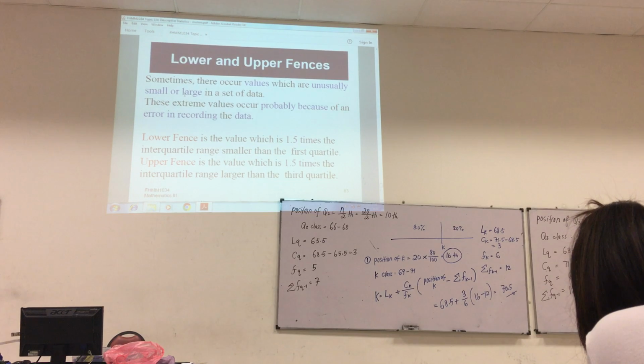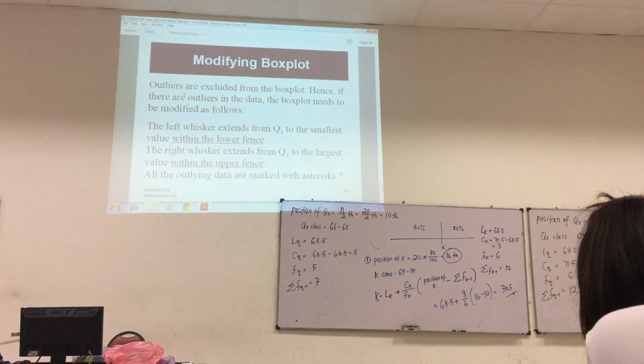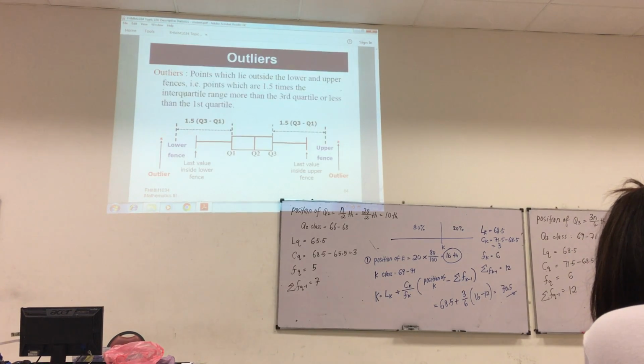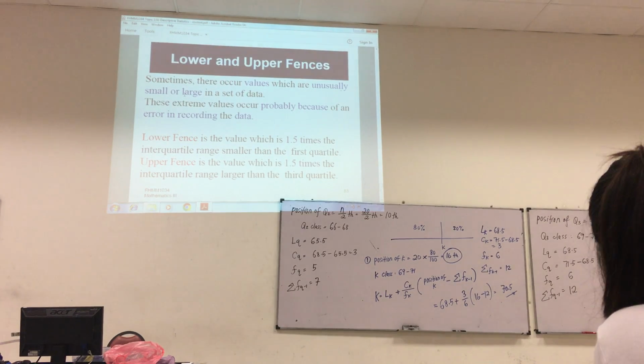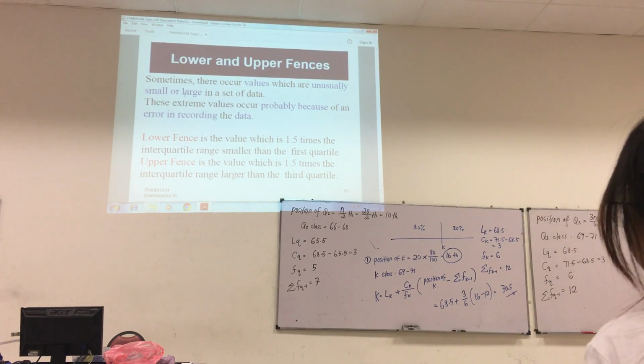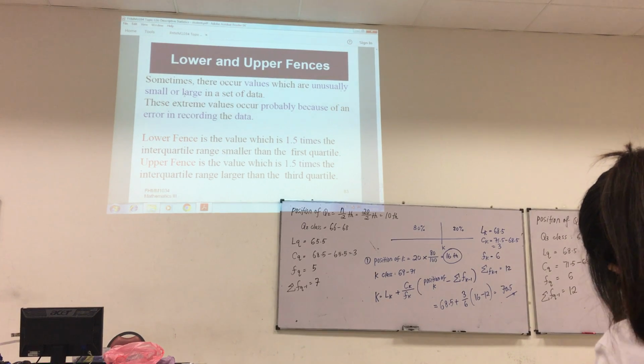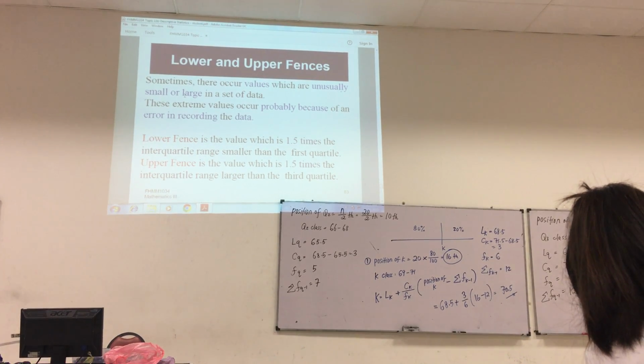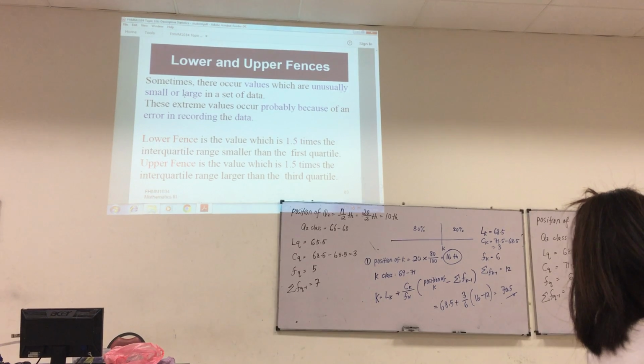Okay. Next, we'll be talking about the lower fence and upper fence. The lower fence and upper fence are basically barriers to help you check whether your data contains any outlier.